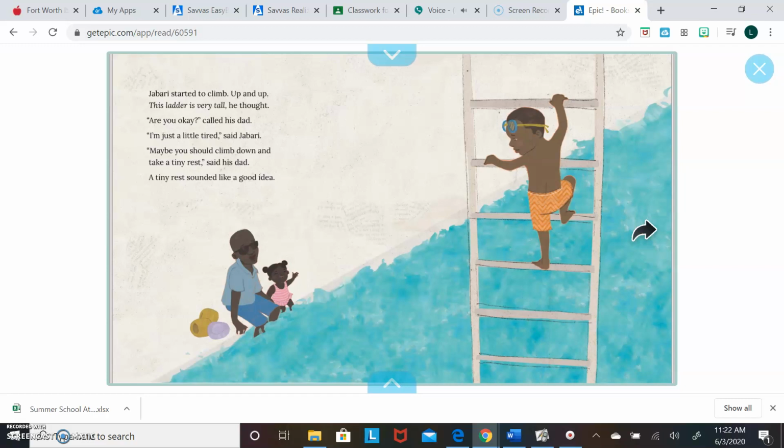"Are you okay?" called his dad. "I'm just a little tired," said Jabari. "Maybe you should climb down and take a tiny rest," said his dad. A tiny rest sounded like a good idea. Look how high up he is, and they're way down here.